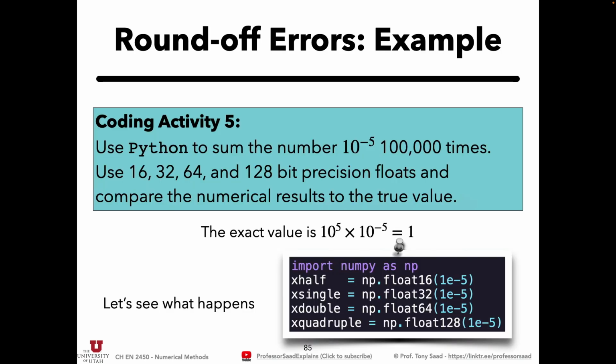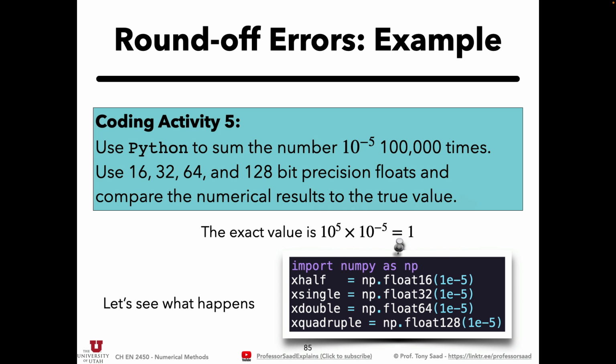Now, here's this really cool example that we're going to do together. We're going to take the number 10 to the minus 5, 1e to the minus 5, and we're going to add it in a for loop 100,000 times. So 100,000 times 10 to the minus 5 is exactly 1. That's what the math tells us, correct? So the exact value here should be 1. 10 to the minus 5 times 10 to the 5 is 1.